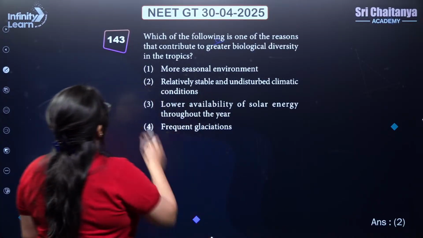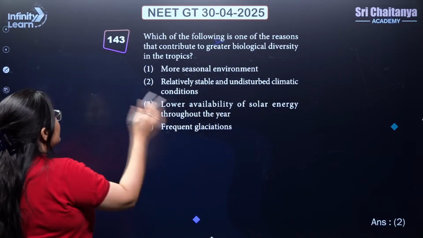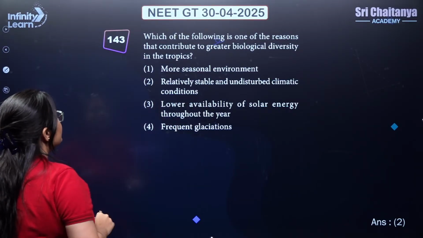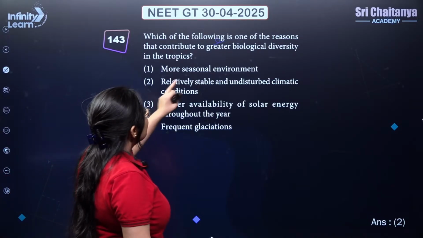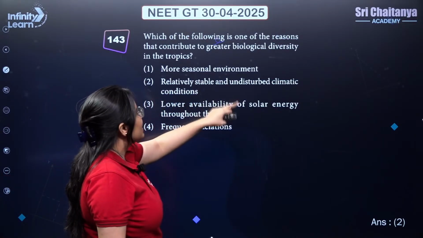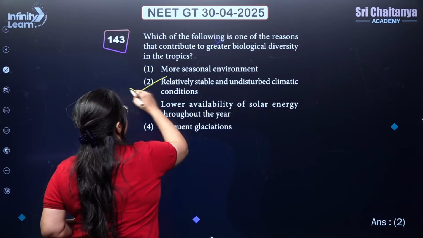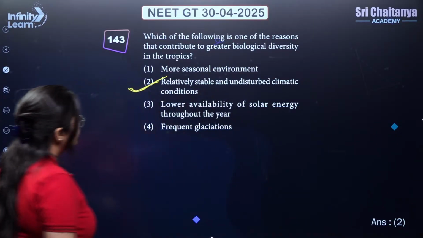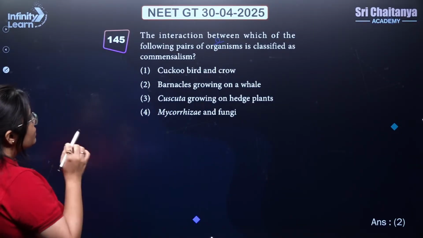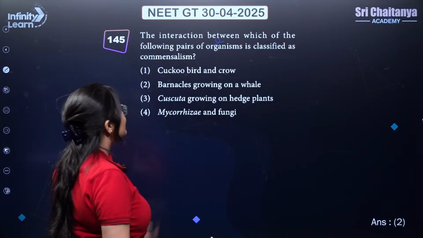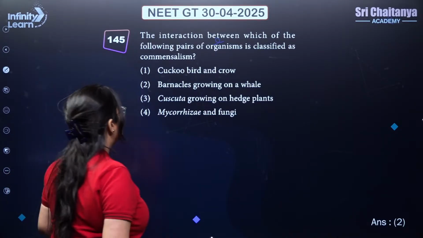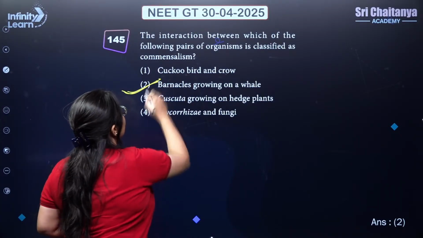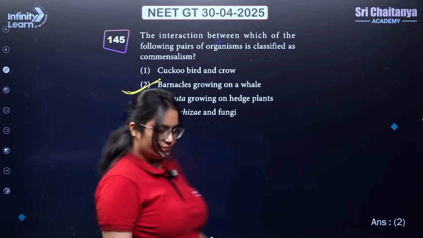Next. Which of the following is one of the reasons that contributes to greater biological diversity in the tropics? Relatively stable and undisturbed climatic condition. Answer is 2. Next. The interaction between which of the following pair of organisms is classified as commensalism? If you see barnacles growing on a whale, this is commensalism. Answer is 2. Next.